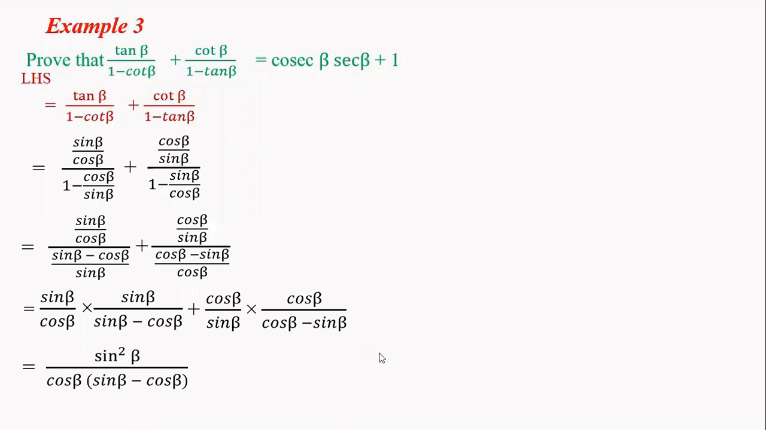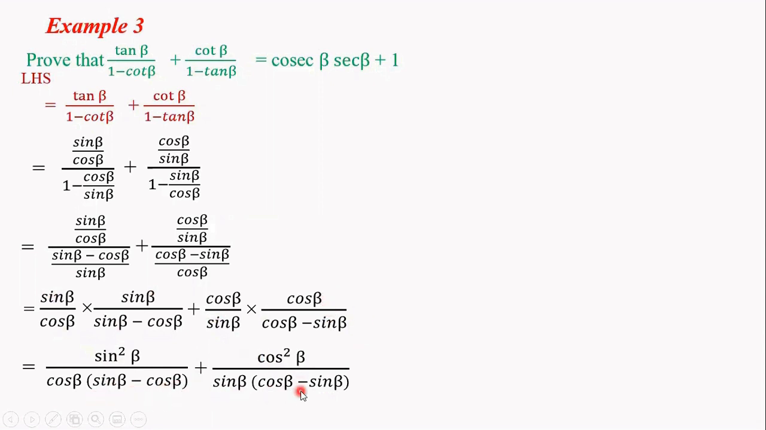The first term now, sine beta and sine beta, is sine square beta, and cos beta will multiply to sine beta minus cos beta. In the second term also, cos beta and cos beta multiply to become cos square beta, and in the denominator here sine beta multiplied to the bracket cos beta minus sine beta.